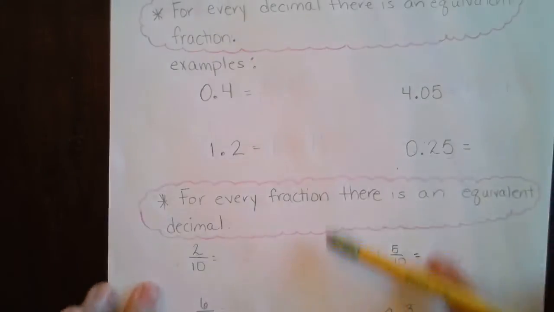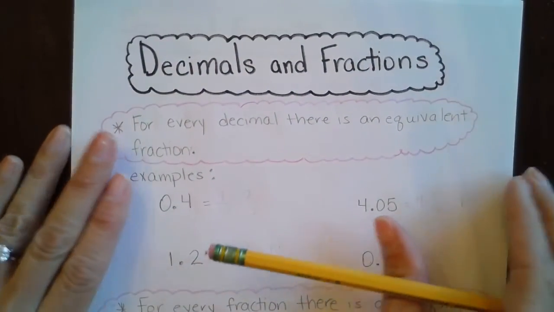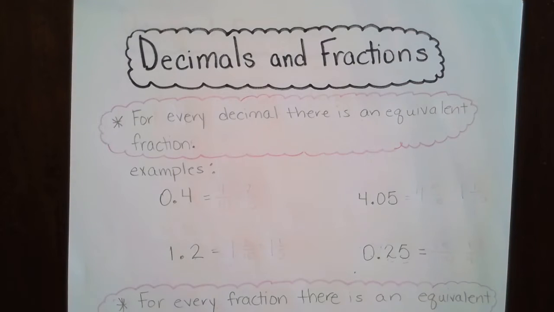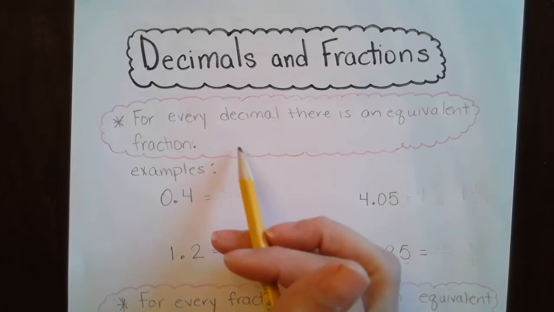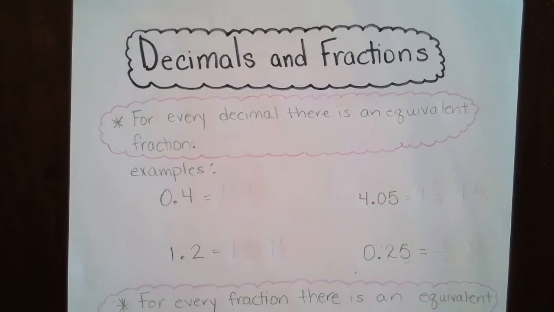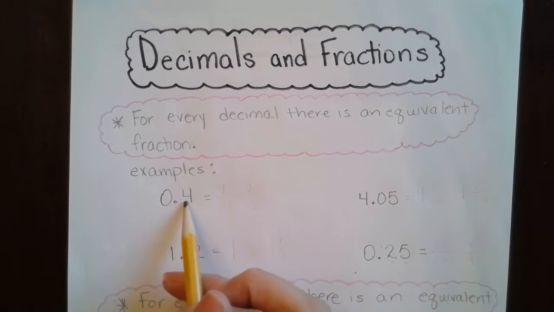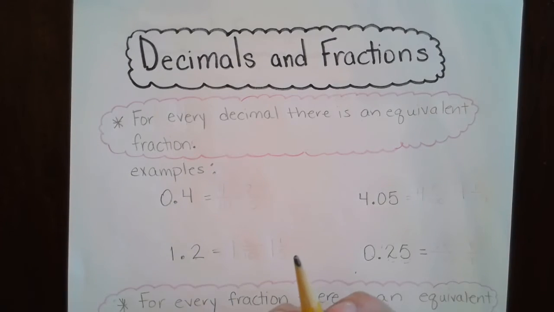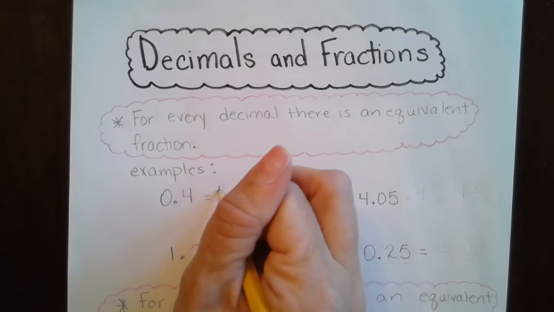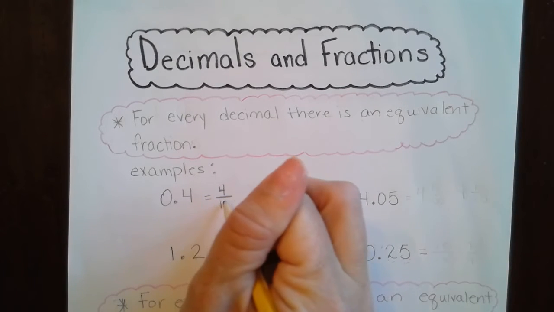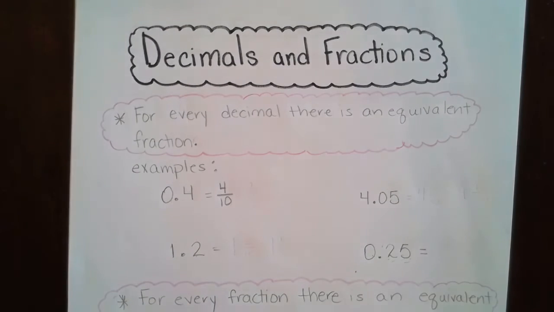Let's talk about decimals and fractions, because the two go together for sure, and we have to see how we can move between the two. We know that for every decimal that exists, there is an equivalent fraction. In this example, 0.4, it'll be easier for you if you pronounce it without saying the point. You call it 4 tenths. Listen to what that sounds like, 4 tenths. We know what that looks like as a fraction. That's 4 over 10, 4 tenths, and that's it.